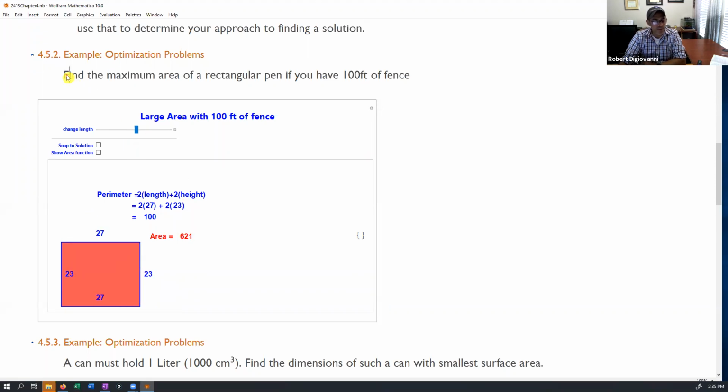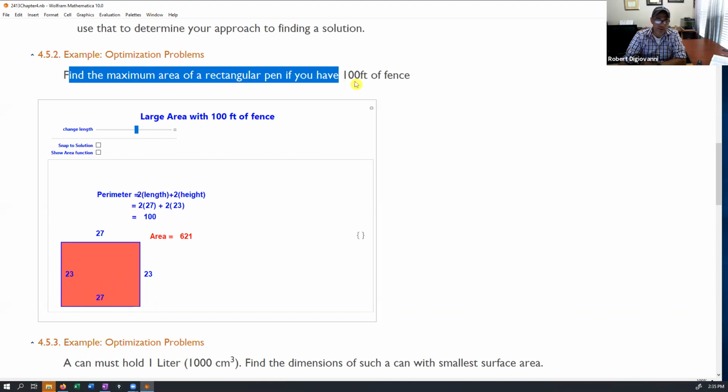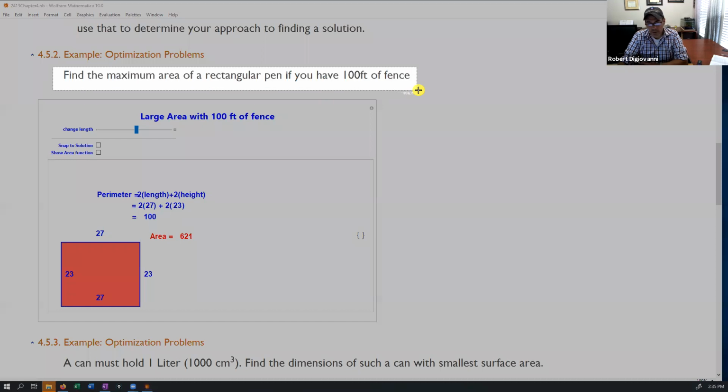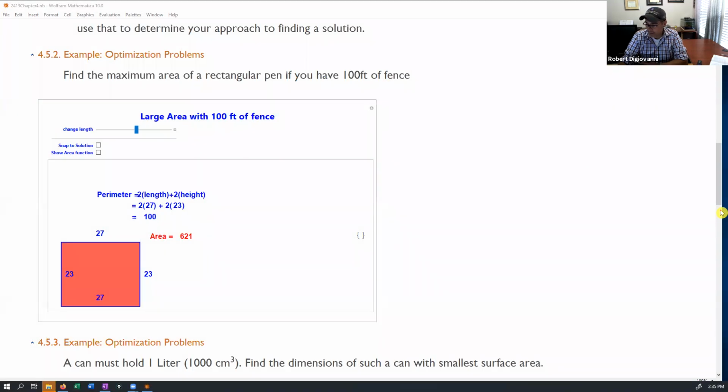So if the problem says find the maximum area of a rectangular pen if you have 100 feet of fence, then how could we set this up? I'm going to start setting it up for us. And then that way, when we come in next week, we'll have it. By the way, this would only appear on your test as a bonus, okay? Because officially we're ending with 4-3.